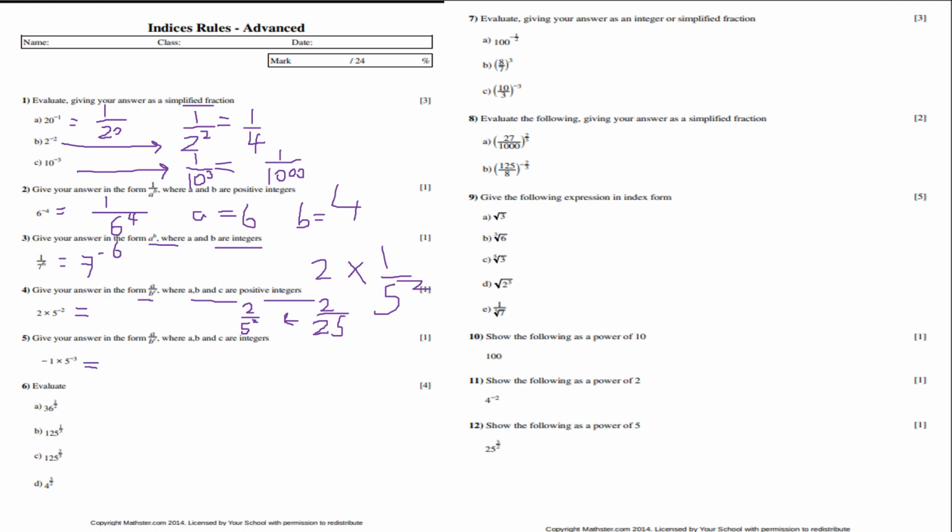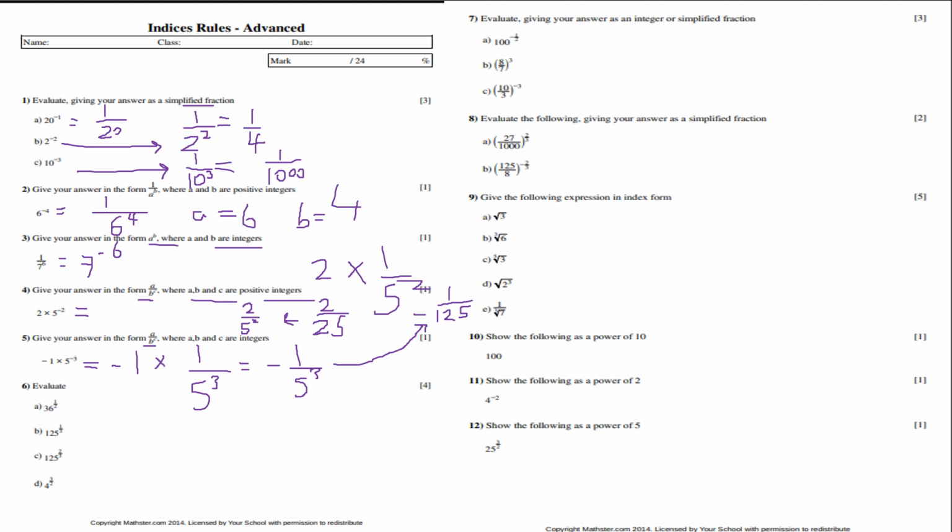Question number 5, give your answer in the form of a over b to the c, where a, b, and c are integers. So I've got negative 1 times 1 over 5 cubed. So that's going to be negative 1 over 5 cubed. The final answer, if you're interested, would be minus 1 over 125. But to answer the question, I'm going to leave it in that power form, based on the question. But the answer to this, if you're interested, is equal to minus 1/125ths.